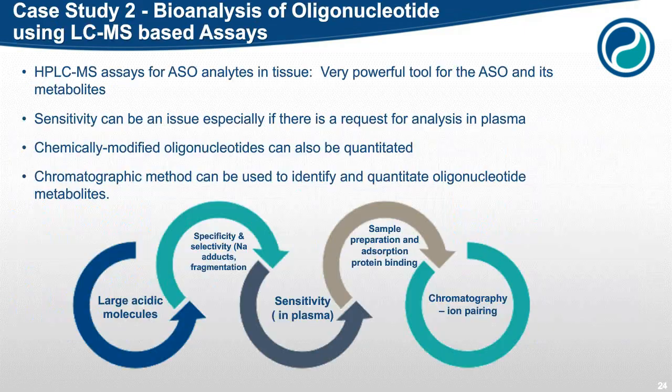LC-MS-based assay is a very powerful tool for OGN and its metabolites. Although sensitivity can be an issue, especially for plasma samples, it's still good for tissue samples, where the oligonucleotide concentration is relatively higher. In addition to traditional OGN, chemically modified oligonucleotides can also be quantitated. This type of assay can also be used for identification and quantification of OGN metabolites.